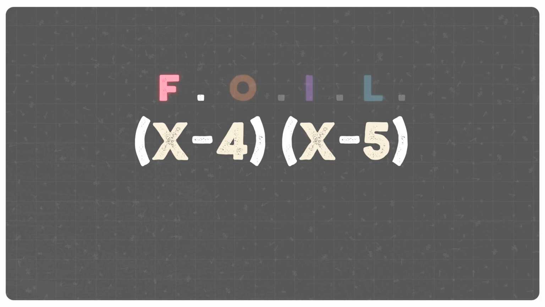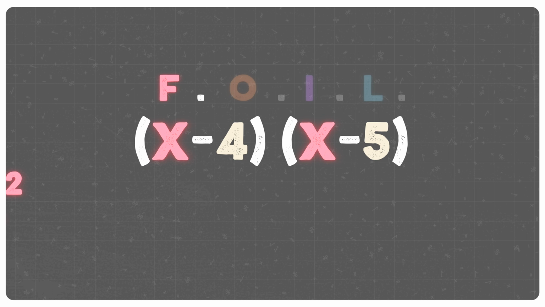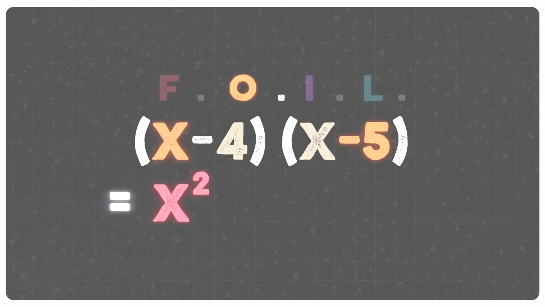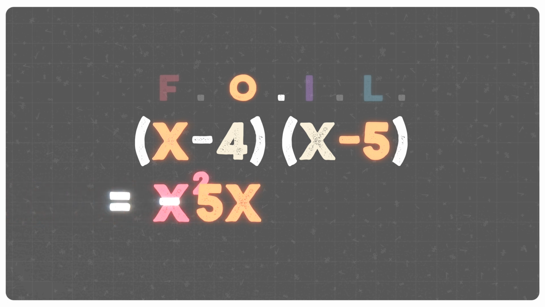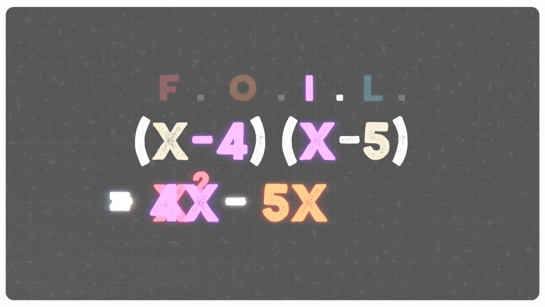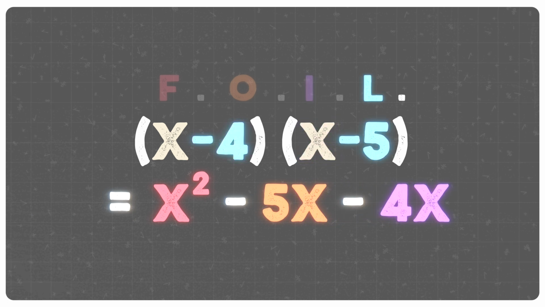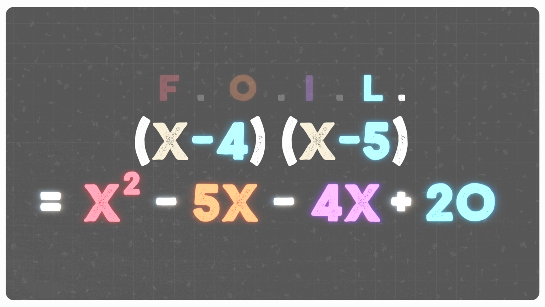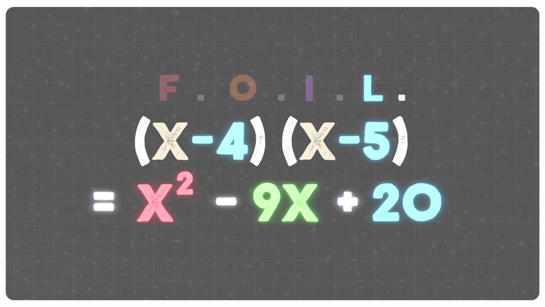Let's see another one. So first things first, we multiply the first terms. X times x is x squared. Now we multiply the outside terms. X times minus 5 is minus 5x. Now it's the inside terms. Minus 4 times x is minus 4x. And lastly, the last terms. Minus 4 times minus 5 gives plus 20. Again, a bit of tidying, and we have x squared minus 9x plus 20.